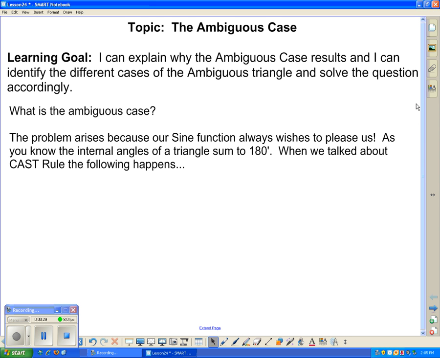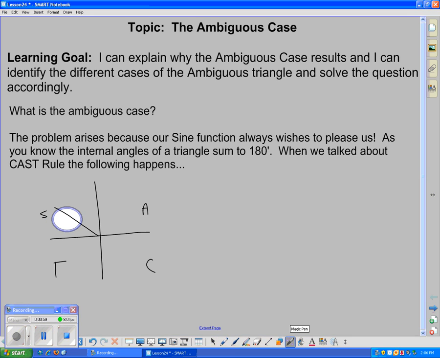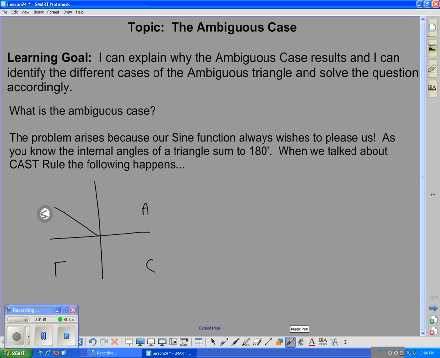Well, the problem arises because our sine function always wishes to please us. So, as you know, internal angles of a triangle add to 180 degrees. When we talked about the cast rule, the following steps occurred. So I'm just going to quickly give you the why we have problems. If we look at the cast rule for cosine, and we said that if it is in quadrant number 2, over in this quadrant here, we know that the cosine function is going to be negative because only sine is positive.